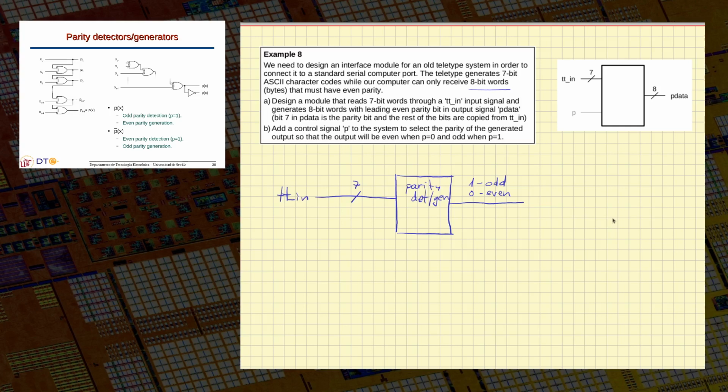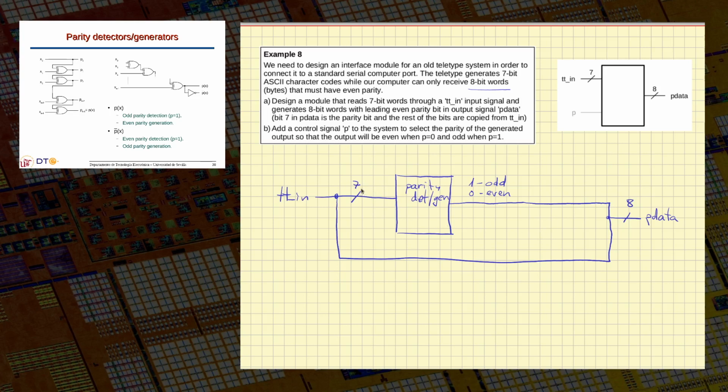So how do I get my output, my P data that I need? My P data is basically the same bits I have in the input, so I connect them to the output, but we add this bit here. As I said before, if I have a set of bits with odd parity, and I have a 1 here when the parity is odd, if I combine that bit with the original ones, then I have an odd number plus one additional one, so I will always have an even number of ones.